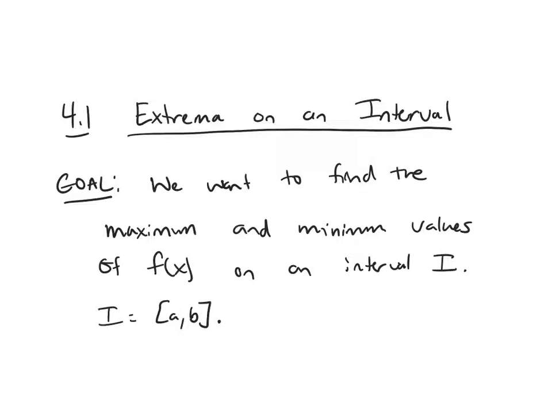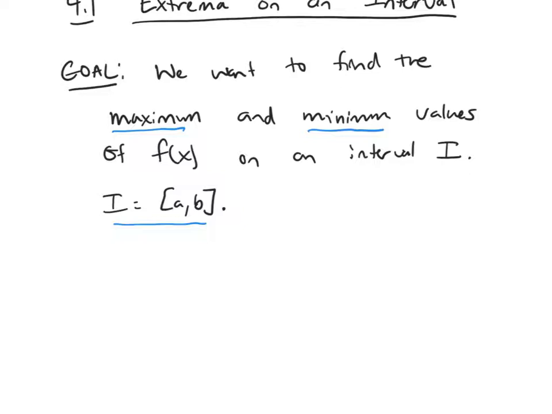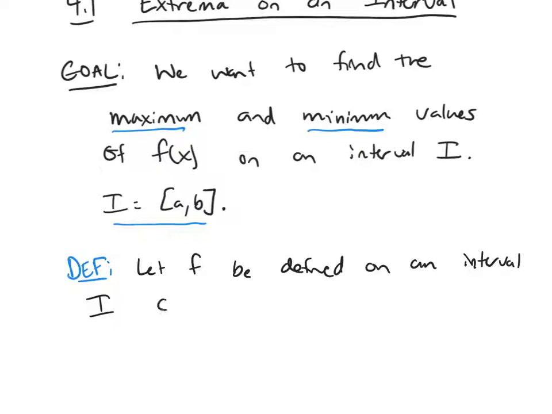So let's first talk about what these two words even really mean, what a maximum means and a minimum means on this interval I. So I'm going to define what those actually mean. The definition: let's suppose I have a function f that's defined on an interval I containing c.